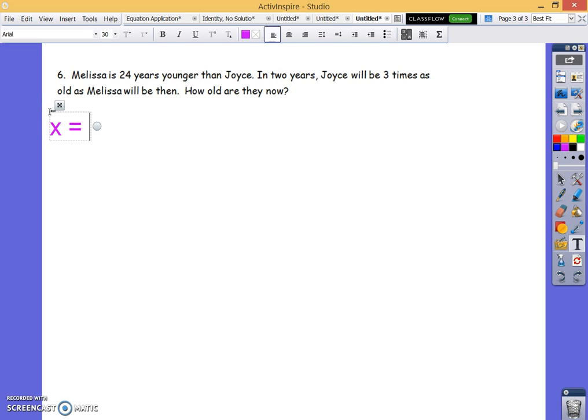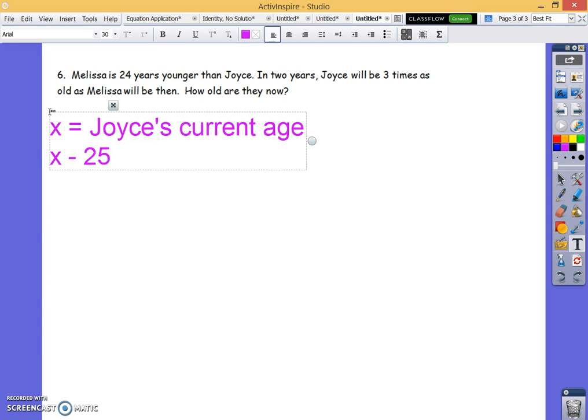So x equals, now it says Melissa is blah, blah, blah. I know something about Melissa, so I'm going to pick my more mysterious person. This is going to be Joyce's current age. So Melissa is 24 years younger. So I'm going to go ahead and say that x minus 24 is Melissa. She's the younger one. So Melissa's current age is right there.